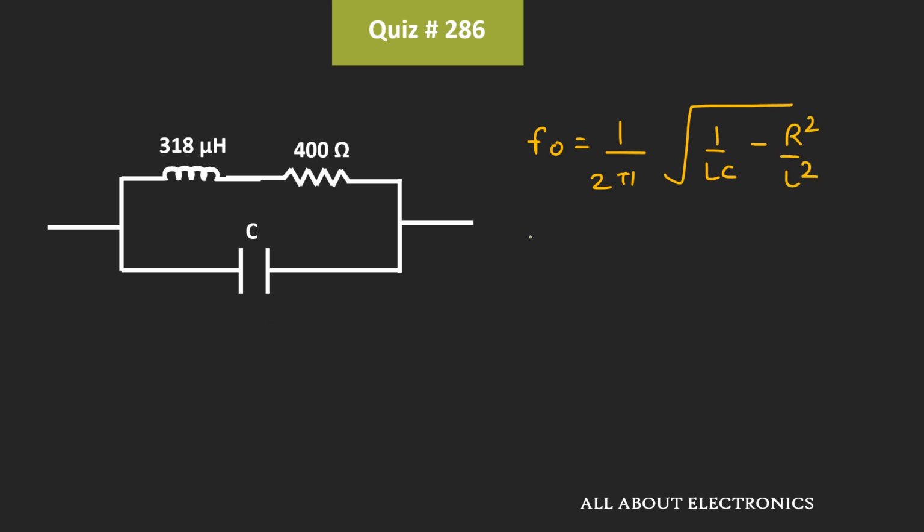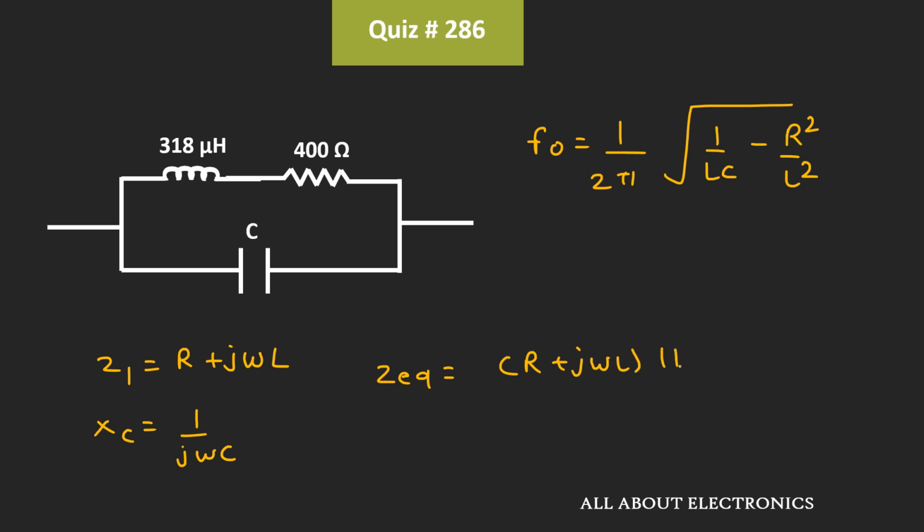Now to find the resonant frequency, first of all we need to find the equivalent impedance of the given circuit. Let's say the impedance of this coil is equal to Z1. This Z1 will be of the form R plus j omega L. And let's say the reactance of this capacitor is Xc, which will be of the form 1 divided by j omega C. As these two are connected in parallel, their equivalent impedance is equal to the parallel combination of this impedance and this reactance.